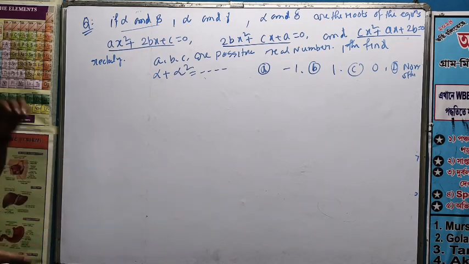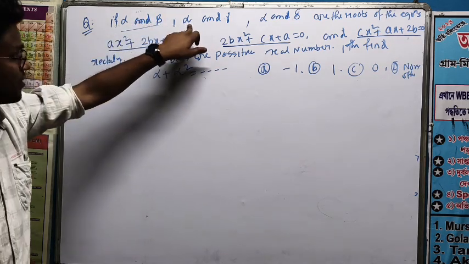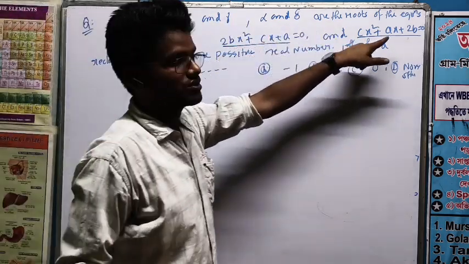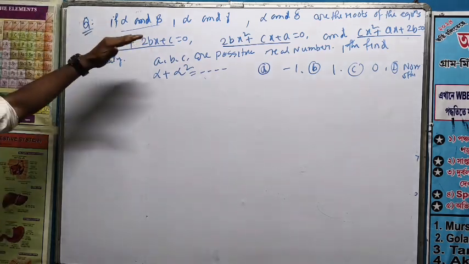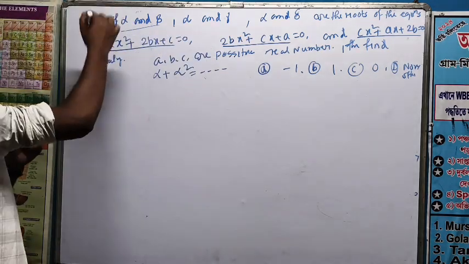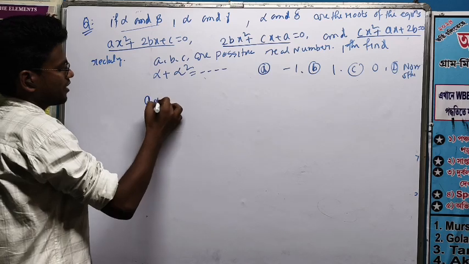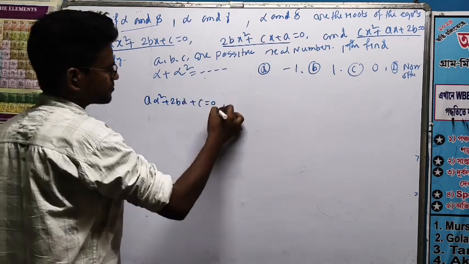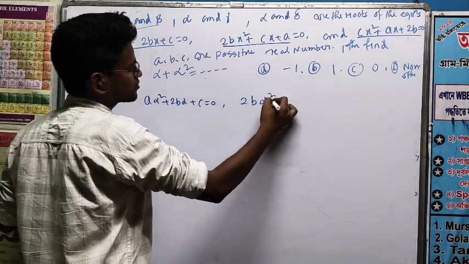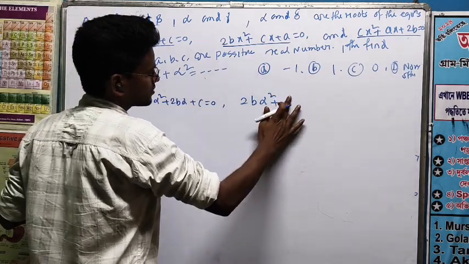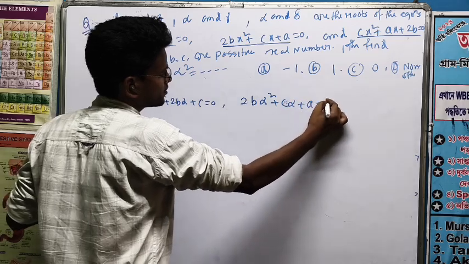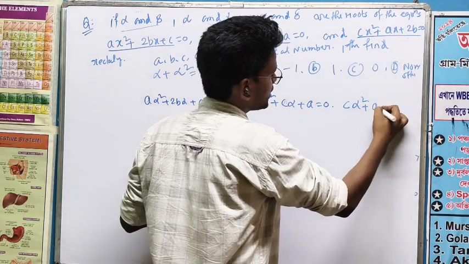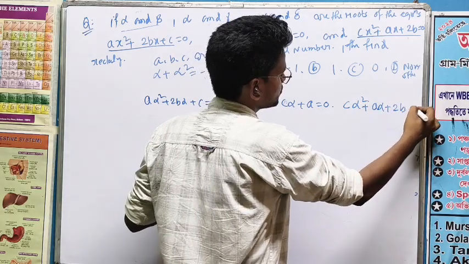At first, have you noticed this? This is alpha. There is alpha here, and alpha here. That means alpha is the common root of that equation, that equation, and that equation. So alpha satisfies all three equations. So the first condition is a alpha square plus 2b alpha plus c is equal to 0. And this is 2b alpha square plus c of alpha plus a is equal to 0. Another equation is c of alpha square plus a of alpha plus 2b is equal to 0.